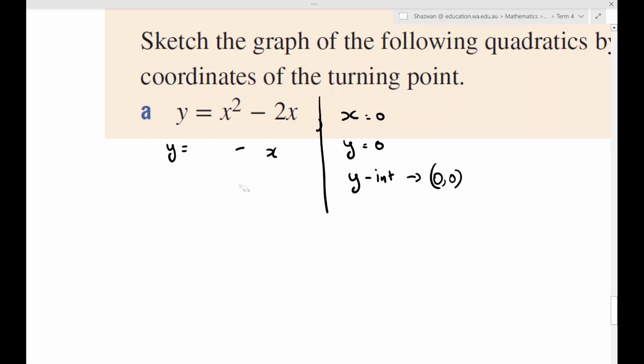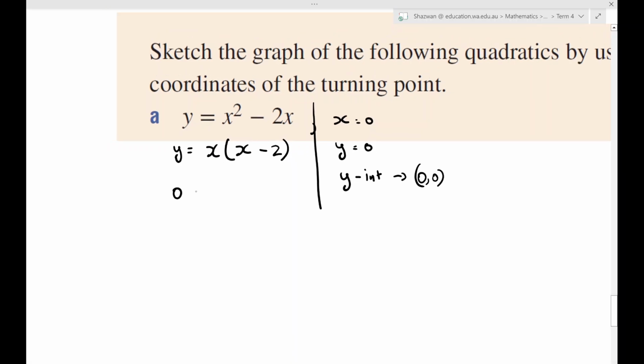Oops, I didn't even factorize it yet. I'm going to factor out this x. That's going to leave me with x take 2. And just like how when we have the y-intercept, x is 0, well, when we have the x-intercepts or the roots, y is equal to 0. So once I factorize this, I'm going to set y equal to 0. And that's going to give me some solutions for x.